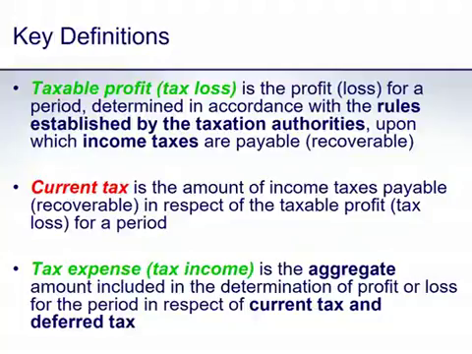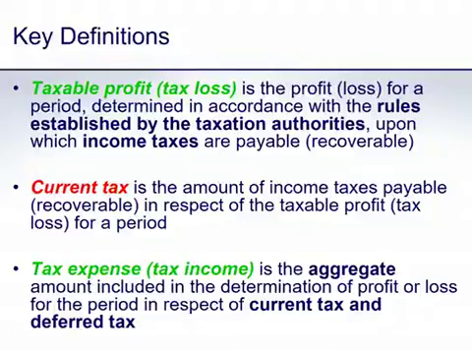Just a couple of key definitions to make the explanation of IAS 12 a little bit easier. Taxable profit or tax loss is the profit or loss for the period that's determined in accordance with the rules established by the tax authorities. Now, governments around the world have their own tax rules depending on which jurisdiction an entity is dealing with, and so the taxable profit will be determined with reference to each different jurisdiction that the entity is subject to.